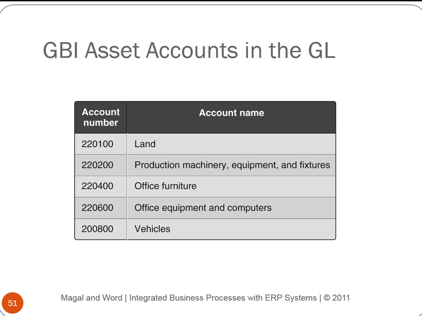So for the GBI company that you're dealing with, you have assets. This land is an asset. Machinery is an asset. Office furniture is an asset. Vehicles the company owns are assets. Office equipment is an asset.